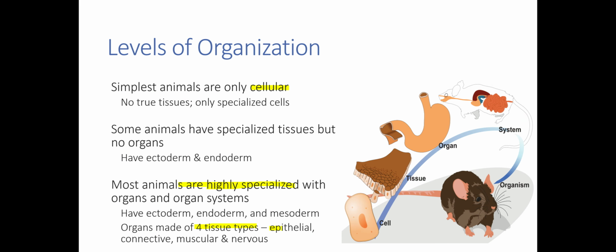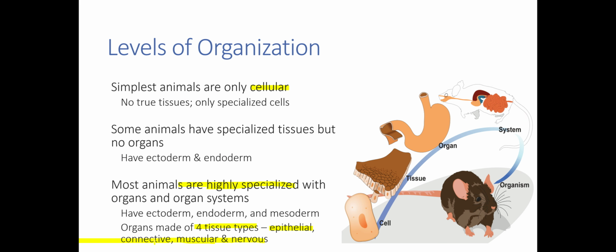But we have four main types of tissues. We have epithelial tissue, connective tissue, muscular tissue, and nervous tissue. Epithelial tissue is going to be your coverings and your linings, like your skin. The outer layer of your skin is an example of an epithelial tissue. But all of your organs have epithelial tissue on the outside of them, and if it's a hollow organ, they're going to have epithelial tissue lining the inside of them as well.